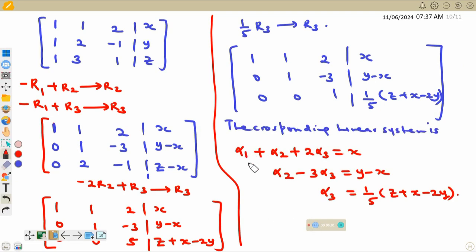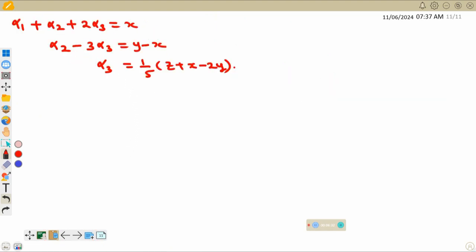We shall now obtain the corresponding linear system as alpha 1 plus alpha 2 plus 2 alpha 3, of course equaling x, then alpha 2 minus 3 alpha 3 equaling y minus x. Then this will be alpha 3 equaling 1 upon 5 into z plus x minus 2y. So we need to deduce the values of alpha 1, alpha 2, and alpha 3. For that, we have these 3 equations, and we are interested in obtaining the values for alpha 1, alpha 2, and alpha 3.